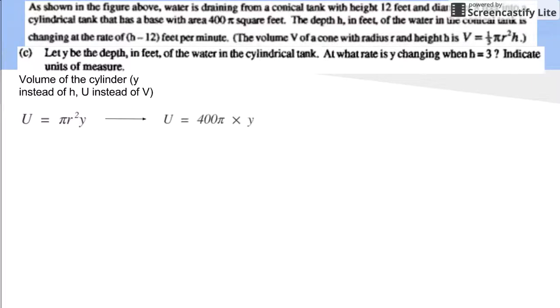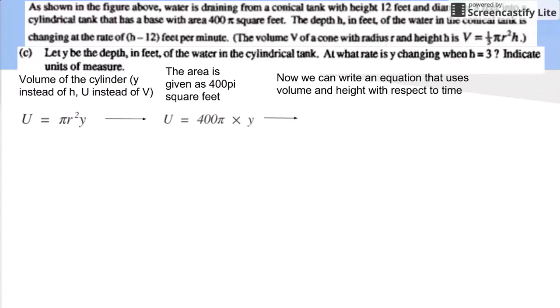Next, we're going to take this equation and plug in our known area of the base, where the area of a circle is pi r squared. So now we know that we can plug in our 400 pi square feet where pi r squared is, and have our new expression read u equals 400 pi times y. And again, this is given to us. Now we can write an equation that uses volume and height with respect to time. So taking the derivative of our previous equation, we know that du over dt is equal to 400 pi dy over dt.